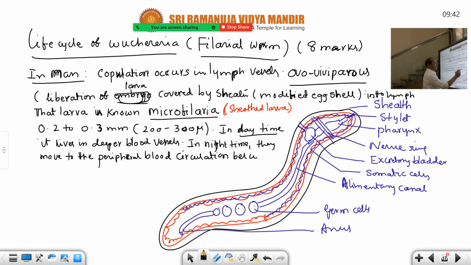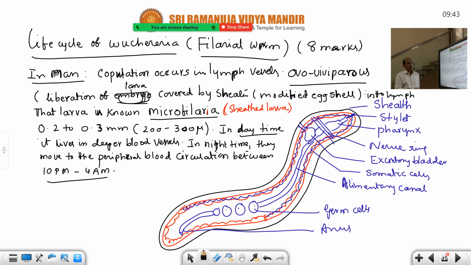At what time do they move? Between 10 p.m. and 4 a.m. This time should be noted down. 10 p.m. to 4 a.m. means night 10 p.m. and the early hours of the day, 4 a.m. They move in between these hours only. Why? It is the blood meal time of mosquitoes. Mosquitoes come only at that time when we retire to bed. When we go to sleep after 10 o'clock, the mosquitoes are ready to bite and suck our blood. That's why they move. Parasites are very smart, very intelligent.